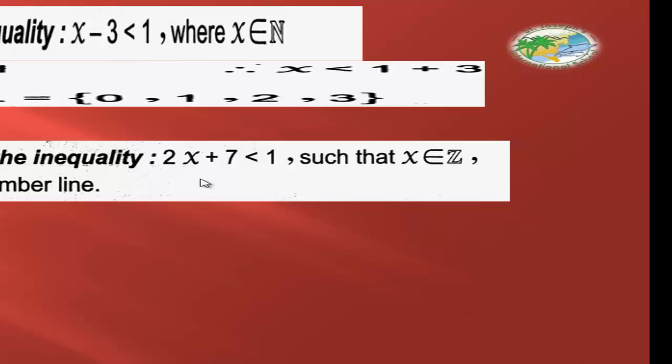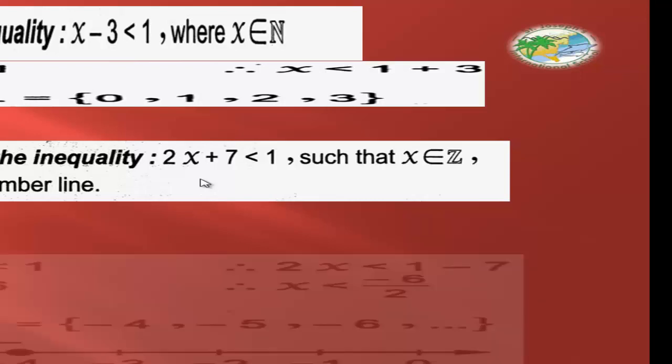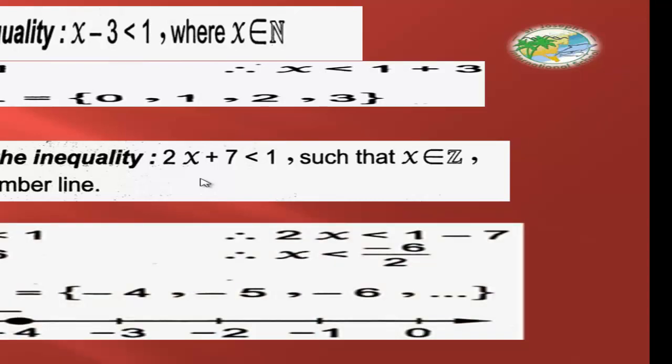The first step, positive 7, go to another side, opposite sign, into negative 7. So 2x less than 1, we go positive 7 to another side into negative 7. So 2x less than negative 6. Now next to the x is multiplication, you go to another side into divide. Then x less than negative 6 over 2. Then x less than negative 3.